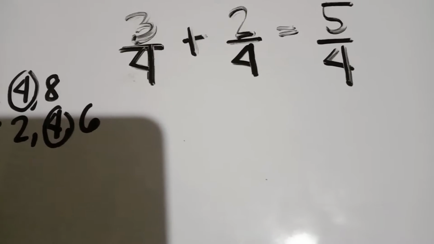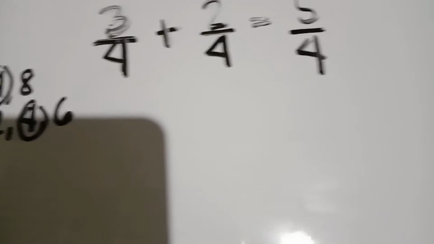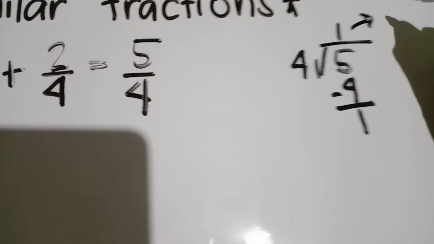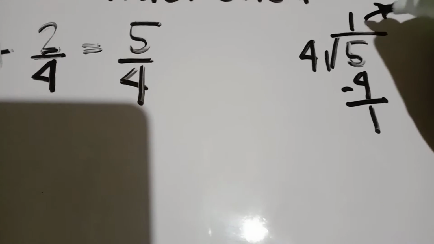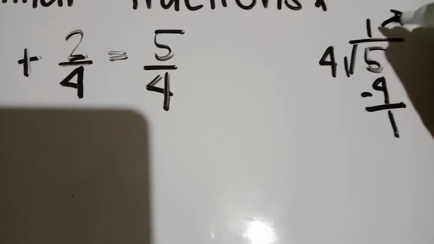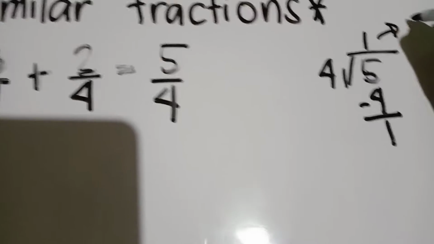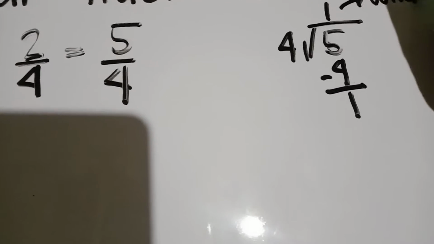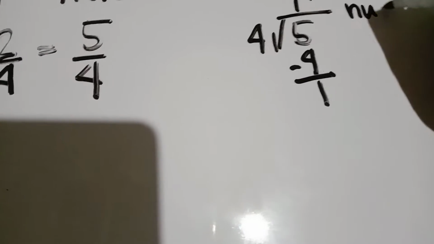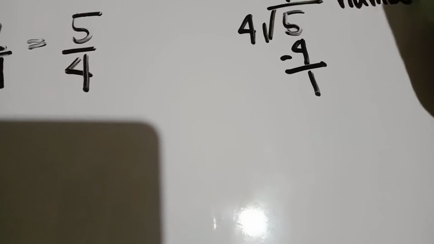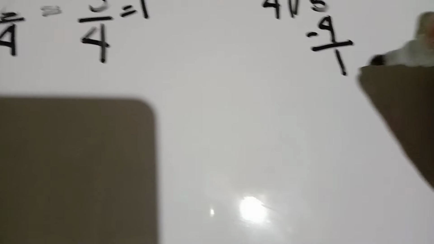Nasabi ko na ito dati, naituro ko na dati ito, that the quotient, yung quotient na yan, yun yung magiging whole number natin. That will become the whole number. So, we have whole number 1, while the remainder, which is 1, magiging numerator.